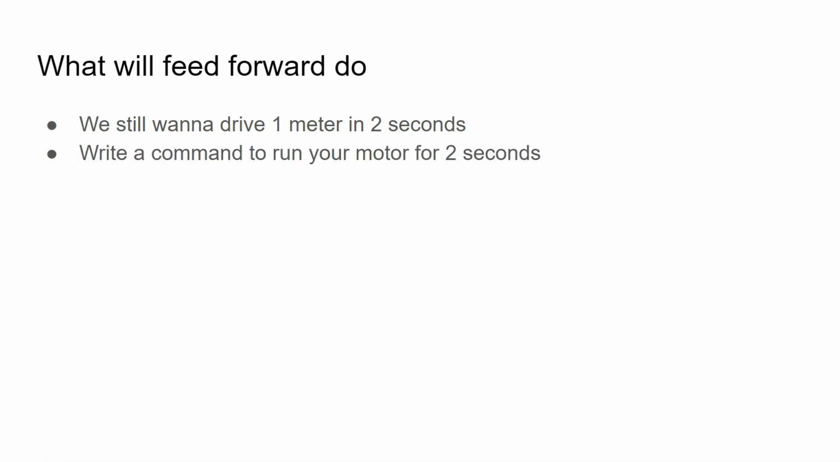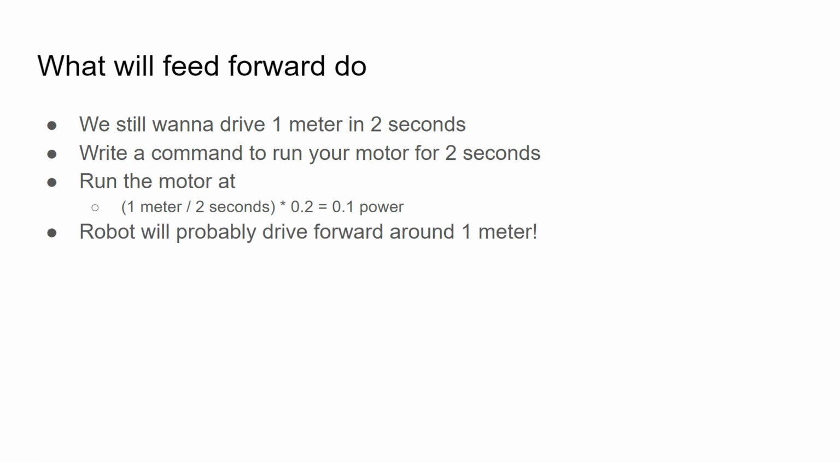You might write a command that runs your motor for 2 seconds, right? 2 seconds at what speed and at what power? We said here that we're driving 1 meter in 2 seconds. So that means a speed of 0.5 times an F of 0.2 gives us 0.1, so we need to run the motor at 0.1 power. And your robot will probably drive forward around 1 meter.